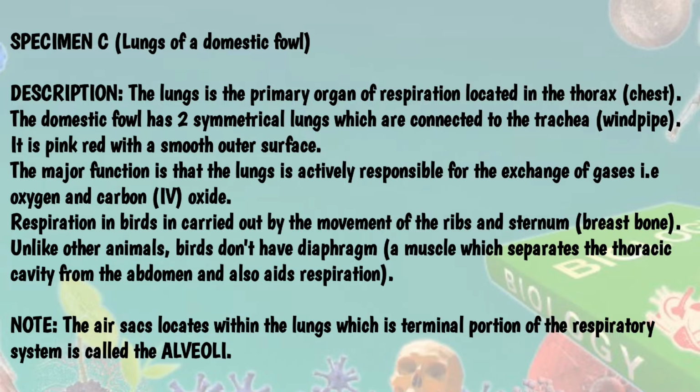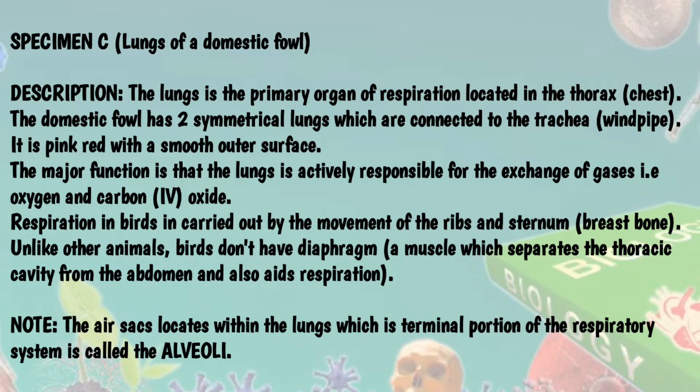And they are connected to the trachea, because the trachea serves as a passage for air during respiration. It is pink red with a smooth outer surface, just like the liver. The major function is that it is actively responsible for the exchange of gases, that's respiration, typically the taking in of oxygen and the removal of carbon dioxide. In addition, beyond respiration, it can also serve in excretion. Remember, we said that most respiratory structures also serve the purpose of excretion.